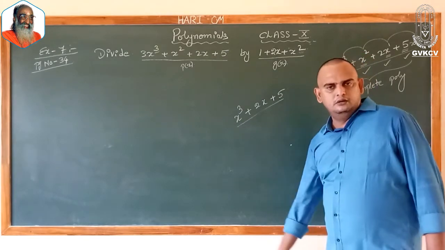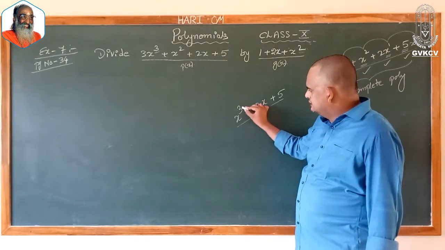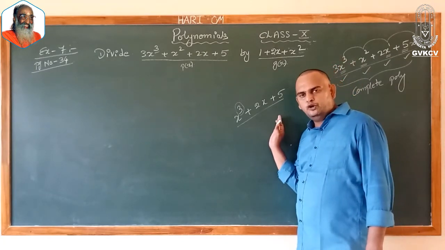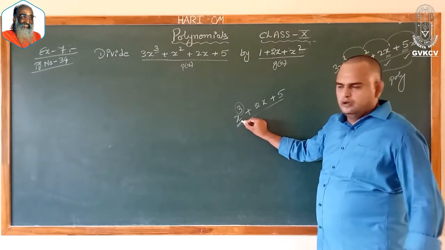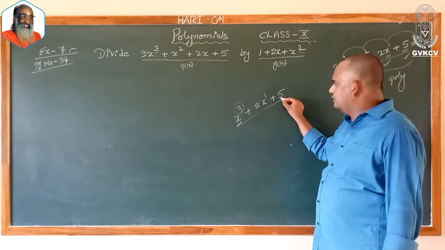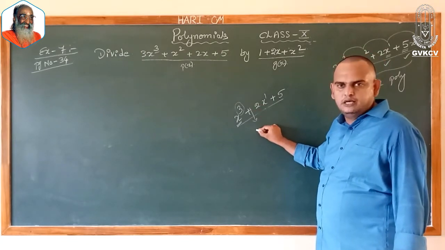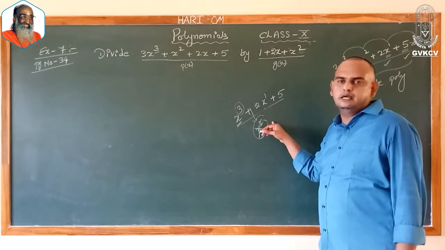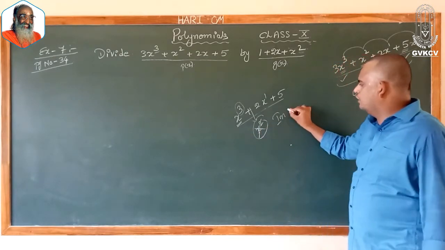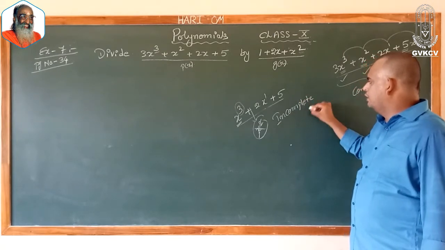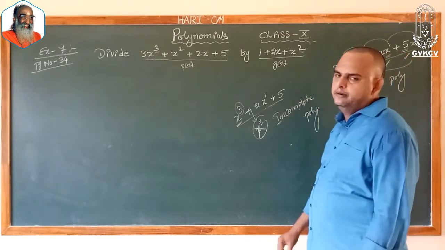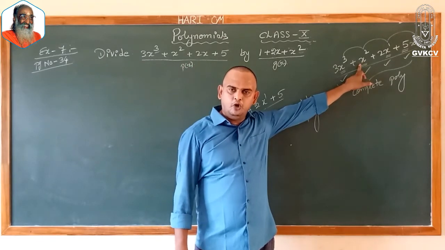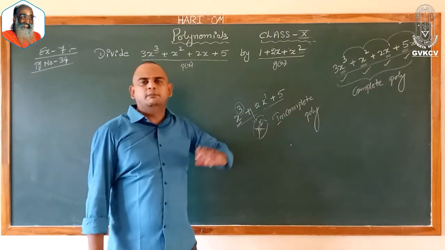For example, x cube plus 2x plus 5. Now what about this polynomial? It is also a cubic polynomial. Let us check, do we have all the terms in this polynomial? I have the x cube term. After x cube, I have the x term. Next, the constant. Which term is not there here? The x square term is missing. So we can call it an incomplete polynomial. So one is an example for a complete polynomial and the other is an example for an incomplete polynomial.